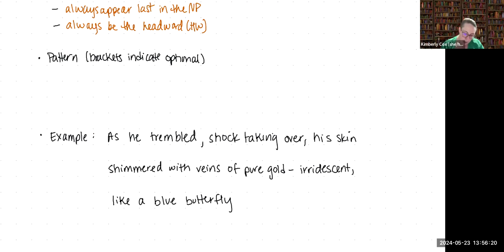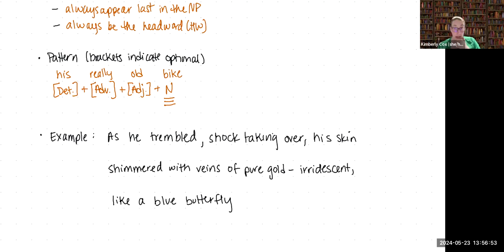So in a noun phrase, you could have a determiner that could be followed by an adverb, which could be followed by an adjective, right? Or as many adjectives as you want. But the one thing that is non-negotiable is the noun, which is also the head word. So here's an example: his really old bike, right? I could also say his really old green bike, right? All of the adjectives are going to kind of follow each other, but still appear before that noun.